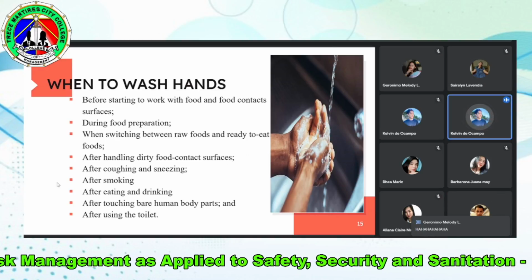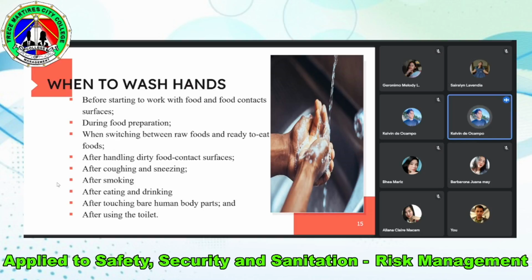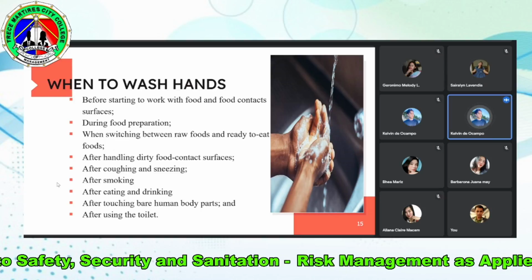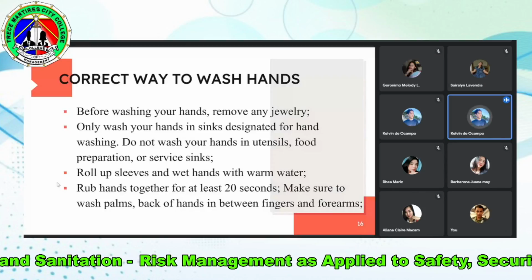After touching bare human body parts, and after using the toilet. So, ayun, common knowledge na naman po yun na hindi na kailangang ipaliwanag. Okay, next. Correct way to wash hands.